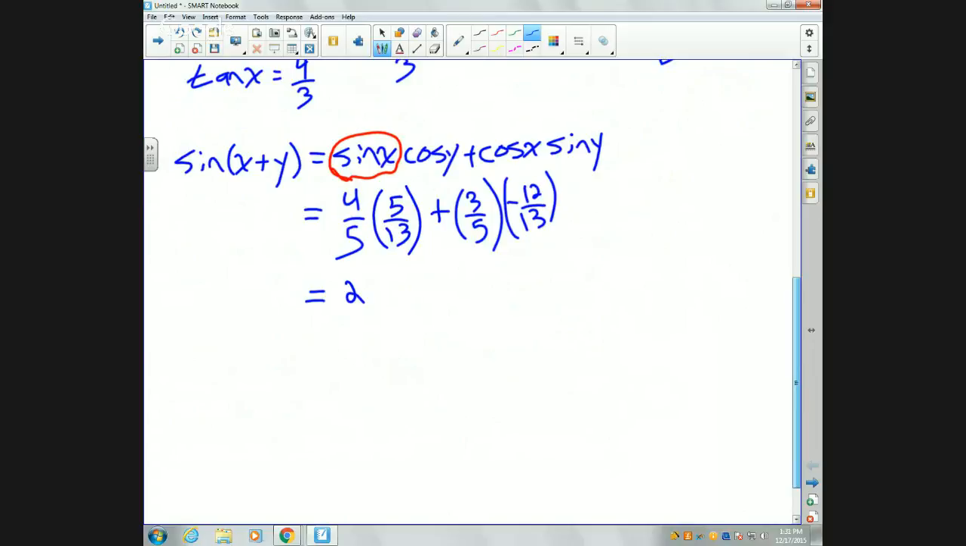Multiply the numerators. What's that? 20 over 65 minus 36 over 65. So the sine of x plus y is negative 16 over 65. Any questions with that one?